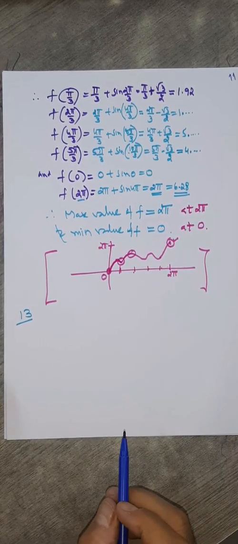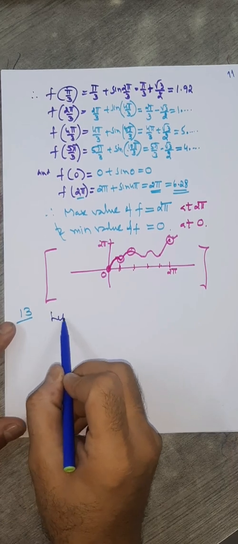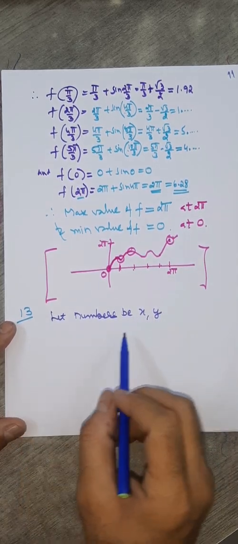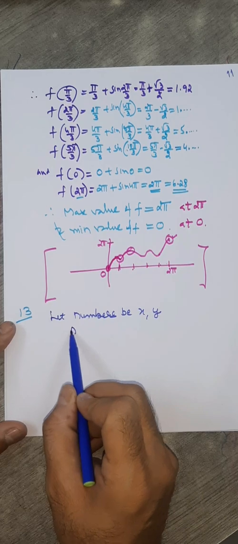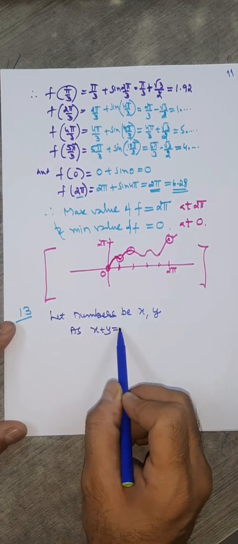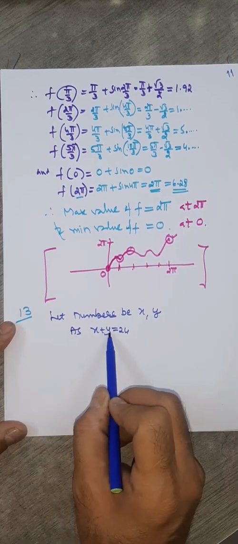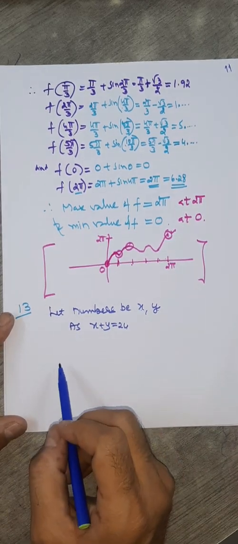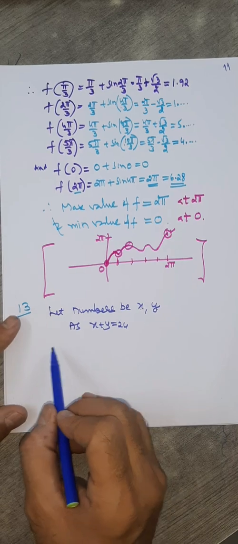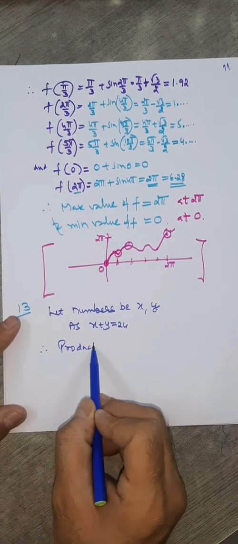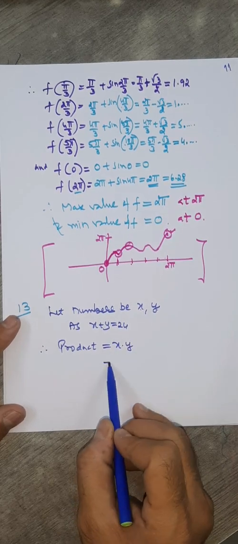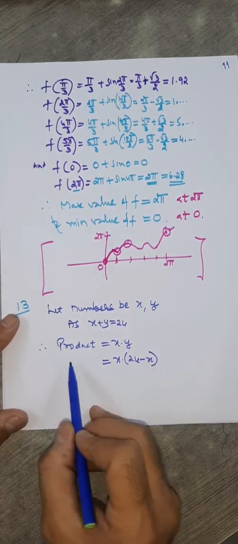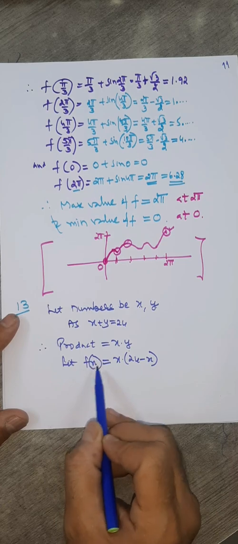Question number 13. Find 2 numbers whose summation is 24. So let the numbers be x and y. It's obvious that the other number has to be 24 minus x, because the summation is 24. So one number is x, the other number is 24 minus x. Now what is asked? Whose product is as large as possible. So what's that product? Product equals x into y, but we will reduce it to a single variable. So x into, what is y? 24 minus x. So this is your function. Let this be f of x, because this is purely in x now.